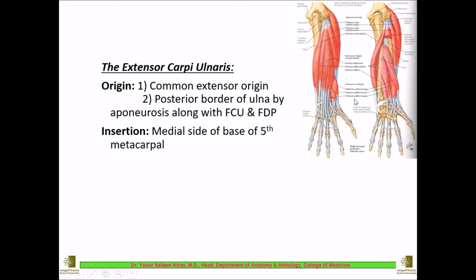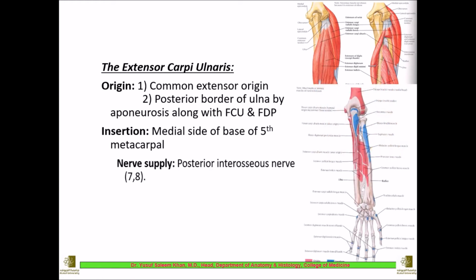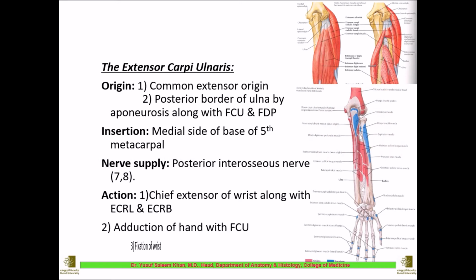If you can see the posterior border of the ulna, sorry, this is the posterior border of the ulna, and this muscle is taking origin from the posterior border of the ulna along with the flexor carpi ulnaris as well as the flexor digitorum profundus.